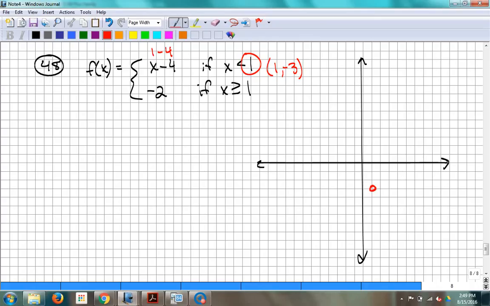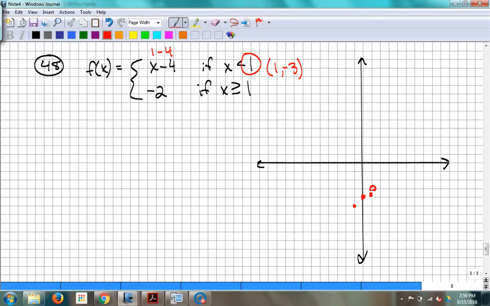One way is to plug in x values. So I could plug in 0, because that's less than 1. 0 minus 4 would be negative 4. I could plug in negative 1, because that's less than 1, right? Negative 1 minus 4 would be negative 5. I could keep doing that. And I know that line's going to keep going. I know it's a line because this is x minus 4. That's a straight line. I know that's a linear thing.